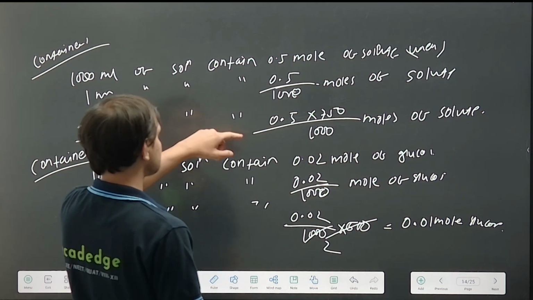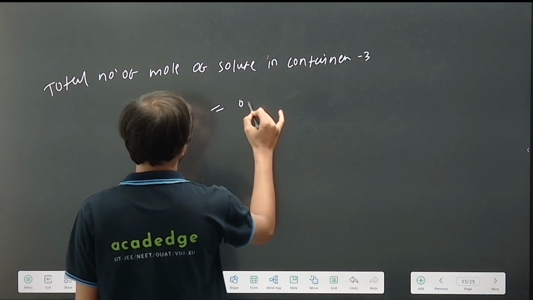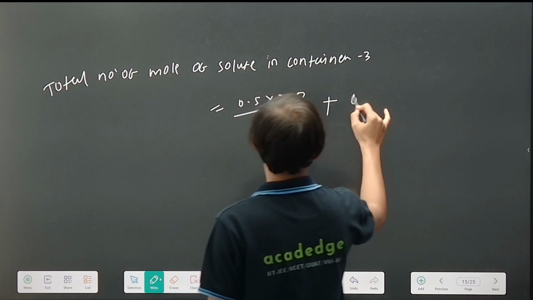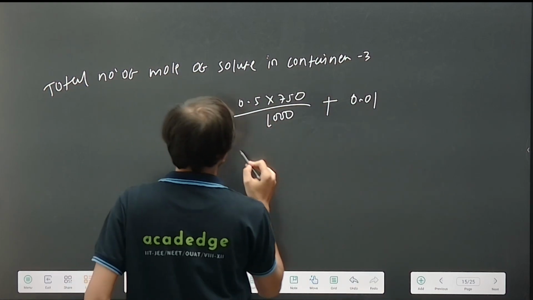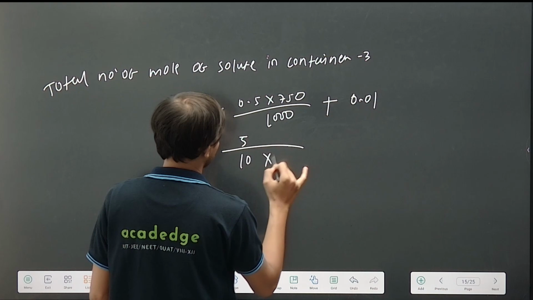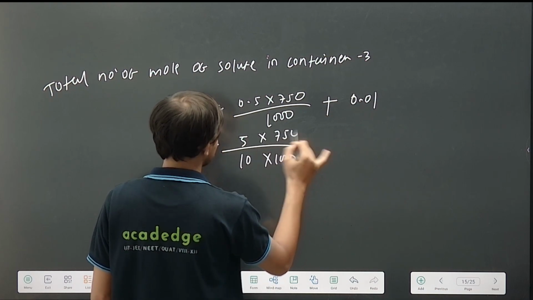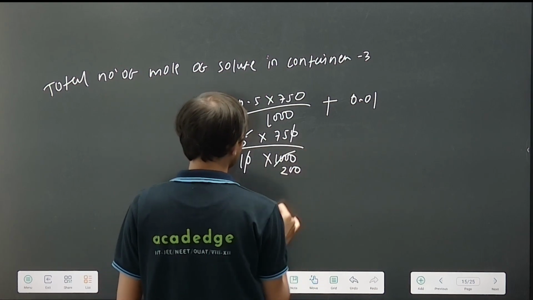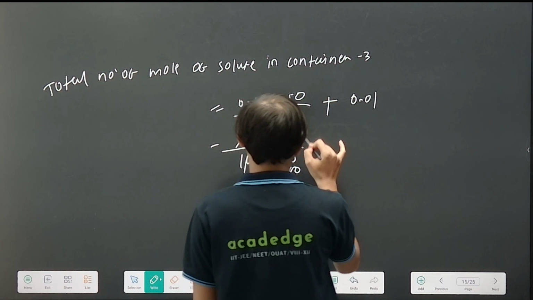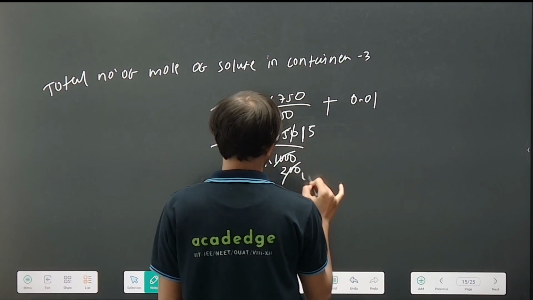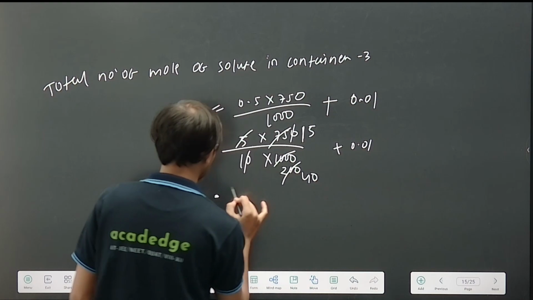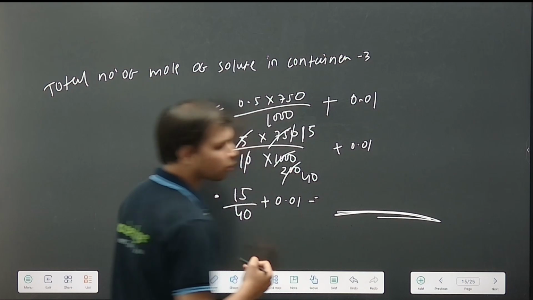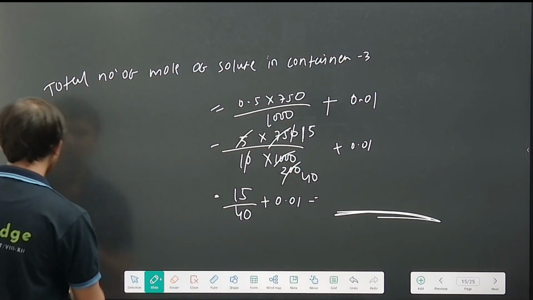Okay, so how many moles of solute have I obtained from container number 1? It will be 0.5 into 750 by 1000 plus 0.01. You can even solve it. It will be 5 by 10 into 1000 into 750, so it will be 200, right? So here it will be 15 by 40 plus 0.01. If we add these, you will get the total number of moles of solute in container number 3.